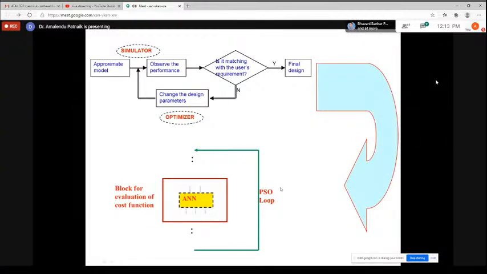So although you have different meta-heuristic techniques, depending on their capability or the type of problem that they can solve, you use a combination of those meta-heuristics to solve your own antenna problem. So let us see an example of applying this technique.